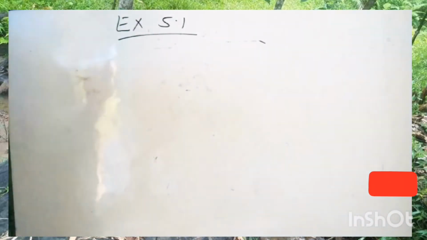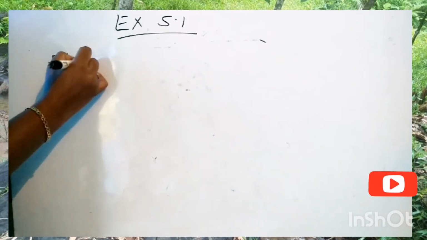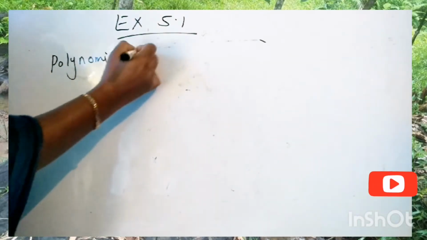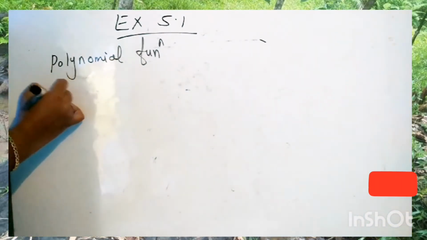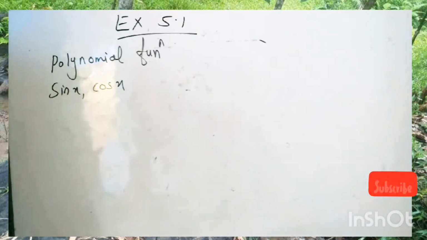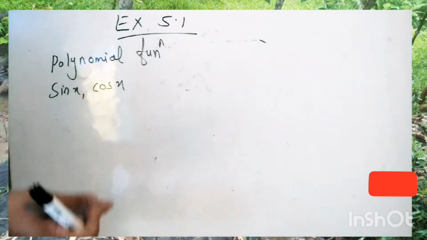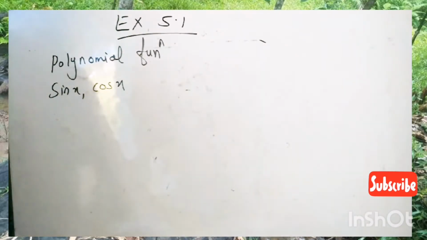we have some continuous functions. That is, polynomial functions are always continuous. Sin x, cos x, all these functions are continuous. And by using the algebra of continuity, the sum of continuous functions is continuous. The subtraction f minus g is continuous, fg is continuous, f by g is continuous.